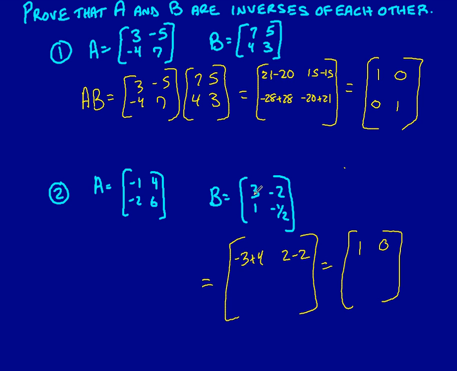Here, negative 2 times 3 is negative 6, and 6 times 1 is positive 6. So again, we get the 0 on that diagonal. Then negative 2 times negative 2 is positive 4. 6 times negative 1/2 is negative 3. So that gives you the 1 that you should get.